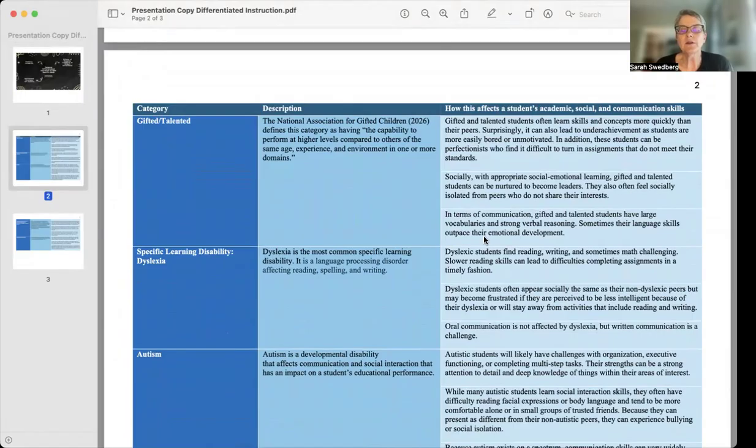When we're thinking about inclusive classrooms, which this class focuses on, we are thinking about ways to engage with all of the students in our classrooms: the typical learners, the gifted and talented learners, and the students with special education needs who have individual education programs. In order to do that effectively as teachers, we have to think about the ways that these different categories affect them socially, academically, and in communication. And we have to think about ways to engage all of these students.